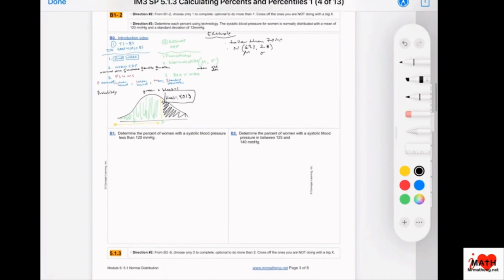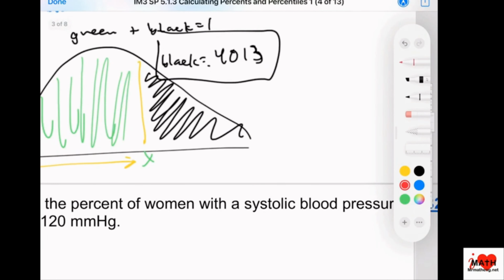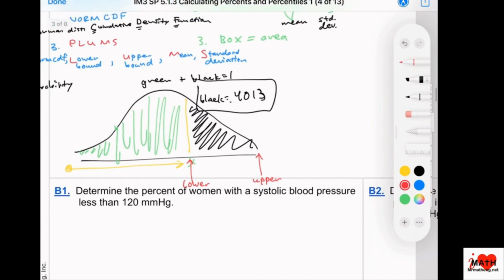All right, to review using either the Ti-83 or Desmos, let me go use color here. Let's say we're trying to find the black area. This is something called our lower bound or boundary, and this is the upper boundary. If you're ever going towards infinity, just use a really large number. I use something like 99,999, and if you wanted to find the green, this would be your lower bound, negative infinity, you don't have that in your calculator, so you just type in like negative 99,999.